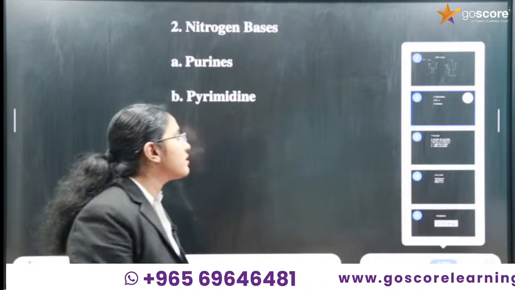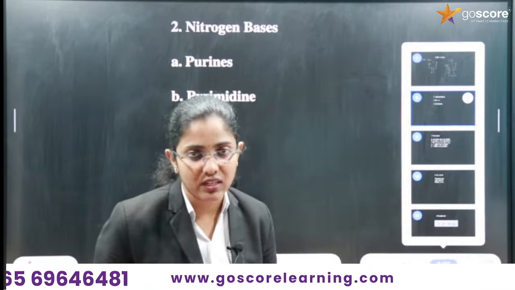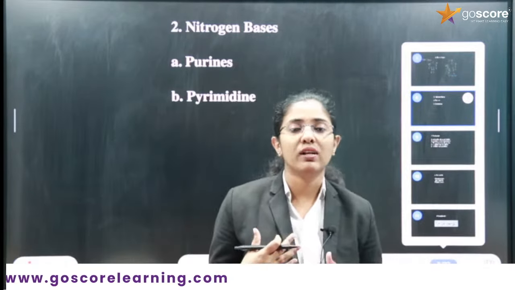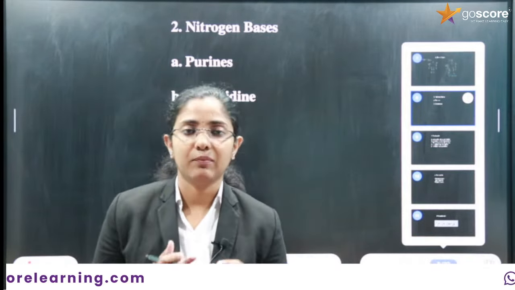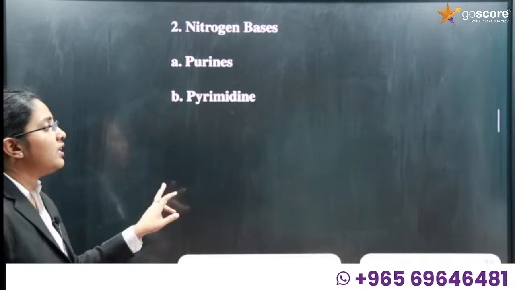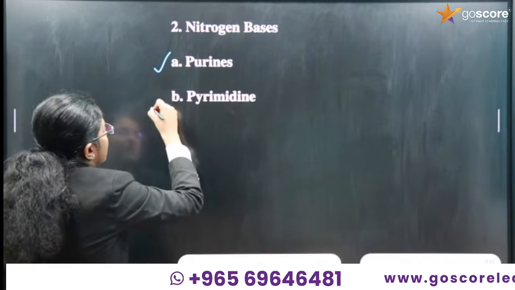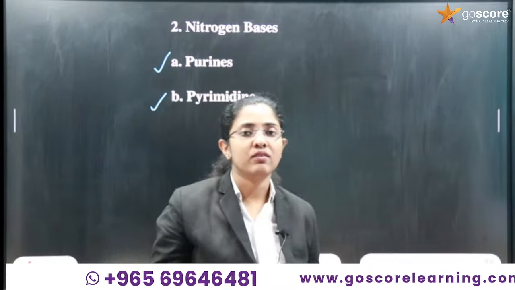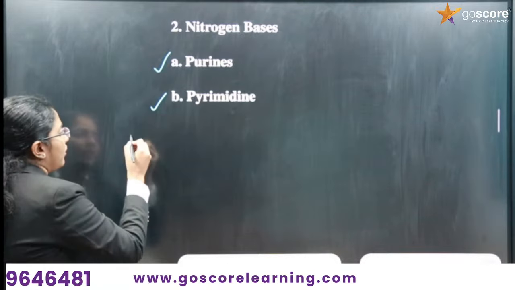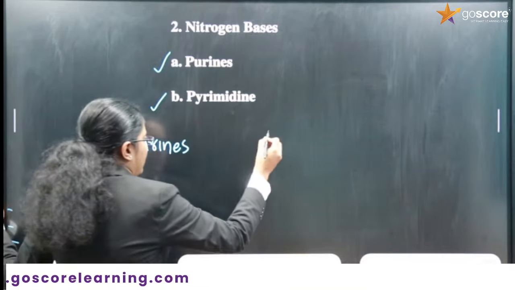The next component is nitrogen bases. As I mentioned earlier, nitrogen bases are rich in nitrogen, the presence of nitrogen will be more. Nitrogen bases can be classified into two groups: purines and pyrimidines.